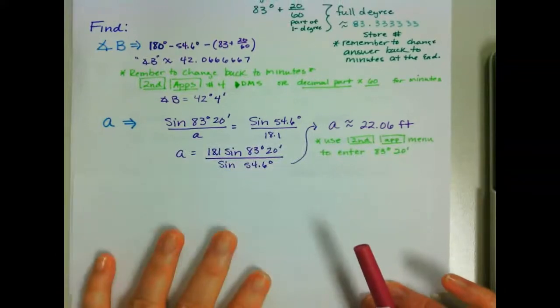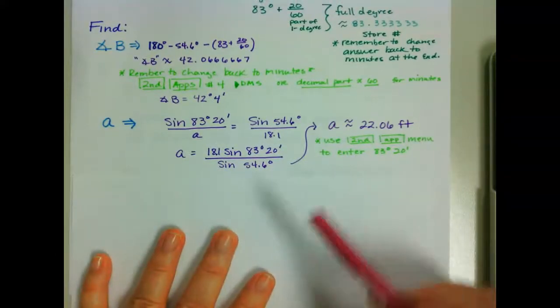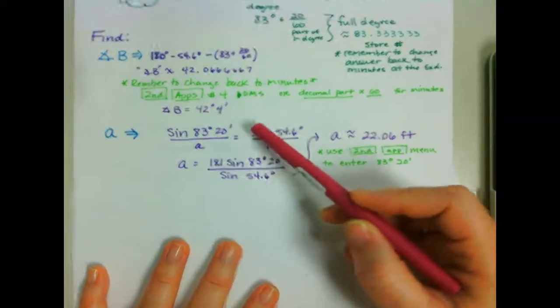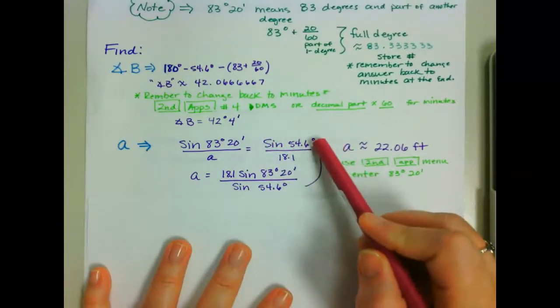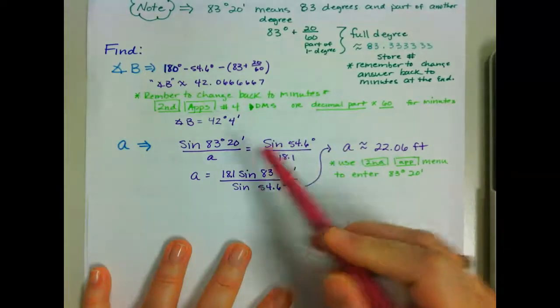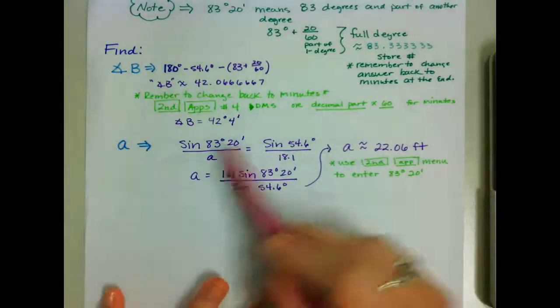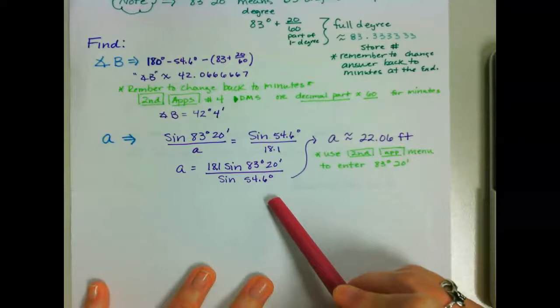All right, so then to find length A, I used angle A and I used angle C because we're given C and we can find A. So I rewrite my problem so it's ready to go in the calculator.